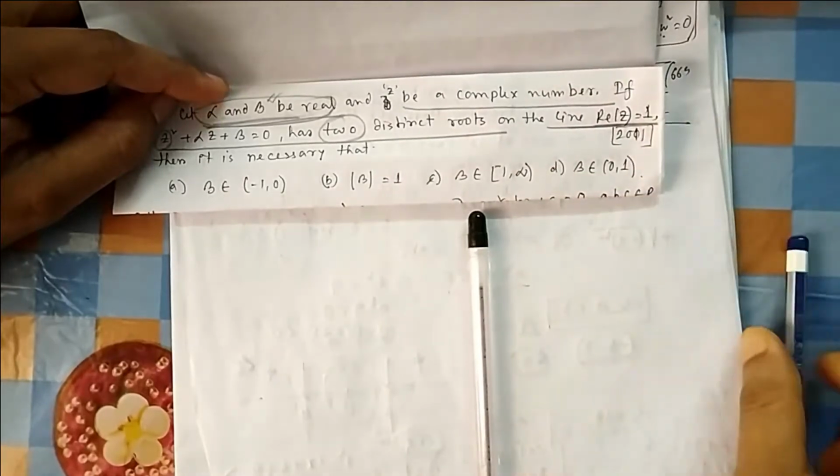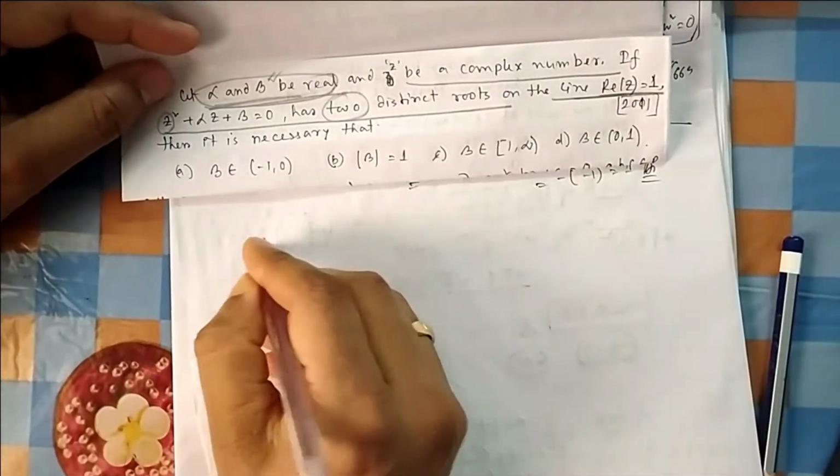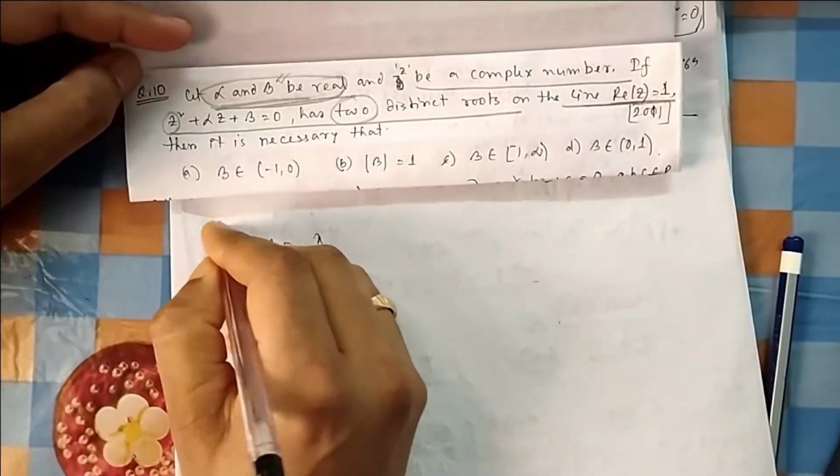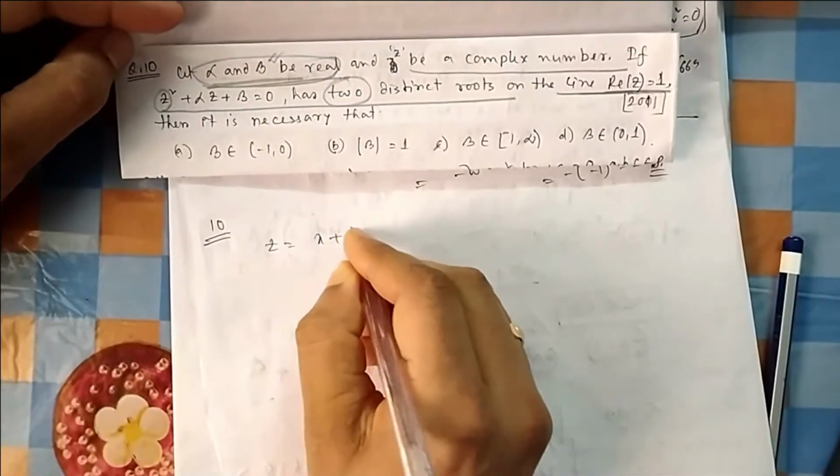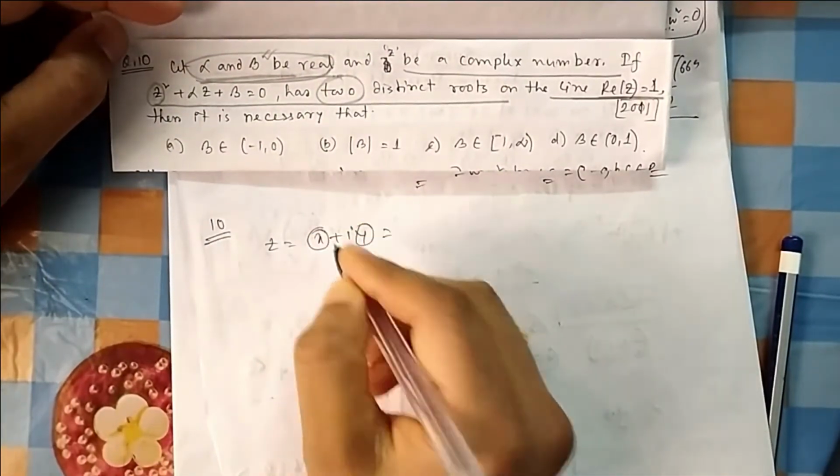real z equal to 1. Real z equal to 1 means z has a real part. Suppose, question number 10, z is my x plus iy. So this is known as the real part, this is known as the imaginary part.